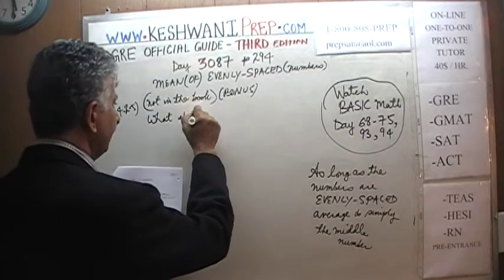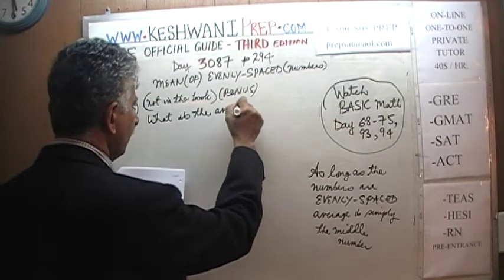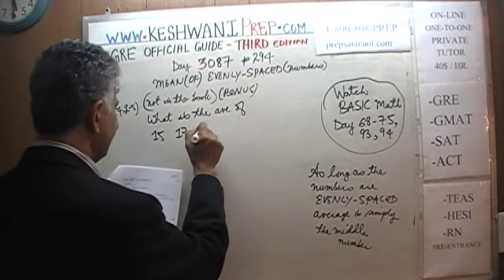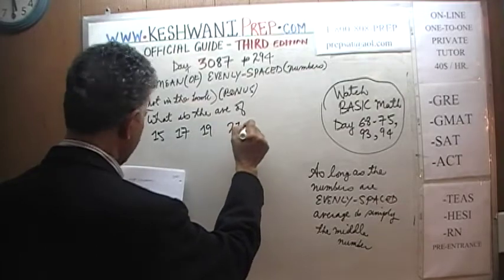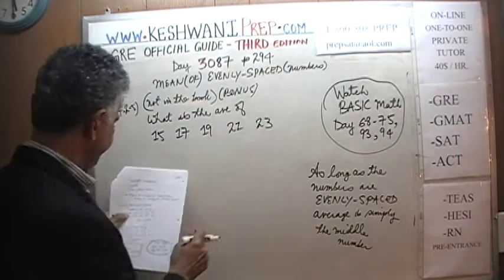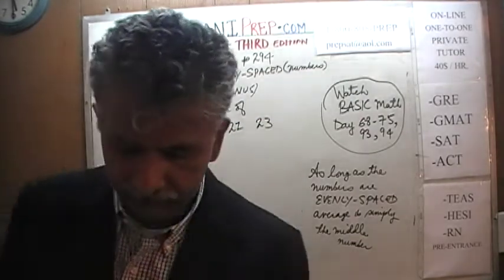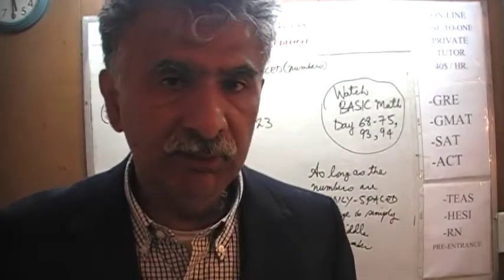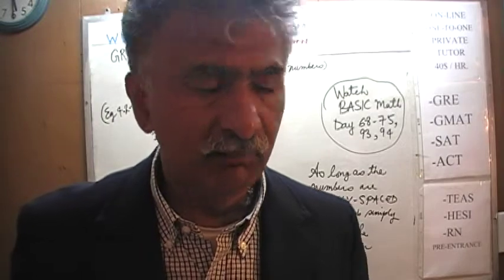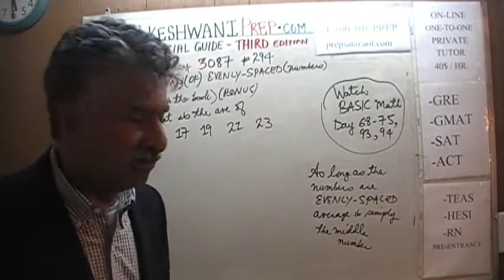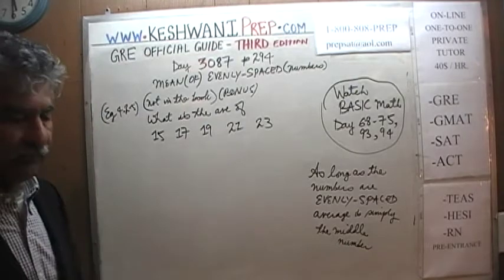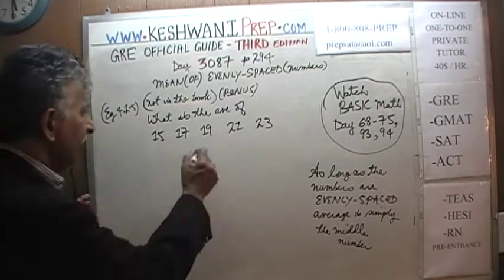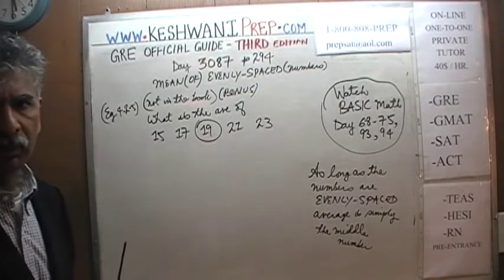For example, if somebody asks us, what is the average of 15, 17, 19, 21, and 23? As you can see, they are all evenly spaced. They are consecutive odd numbers. Evenly spaced meaning the difference is always 2. And if that's the case, the average is just the middle number. That's all it is. You don't have to do any work.